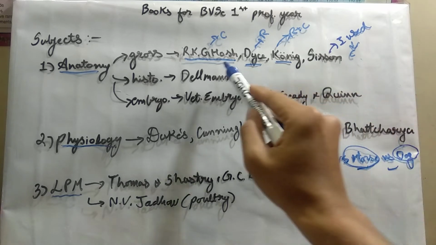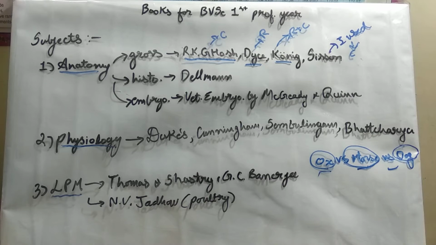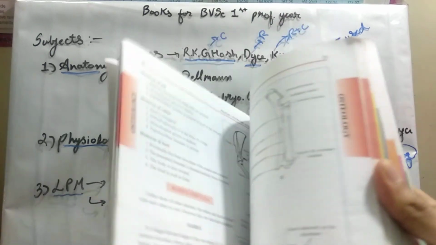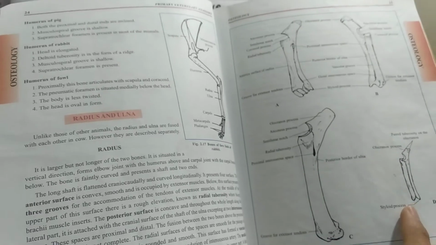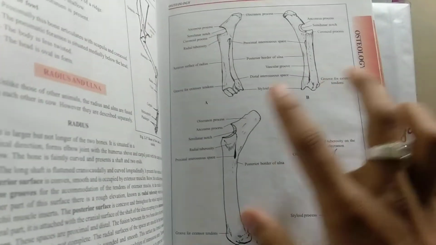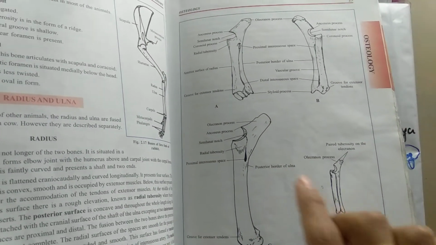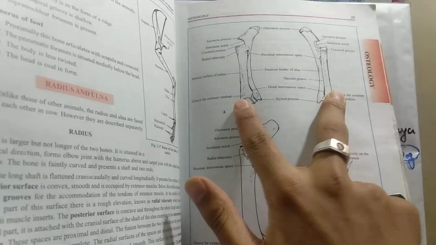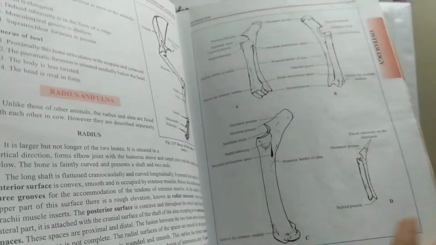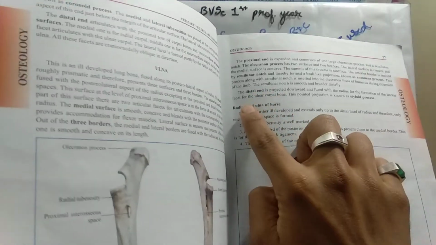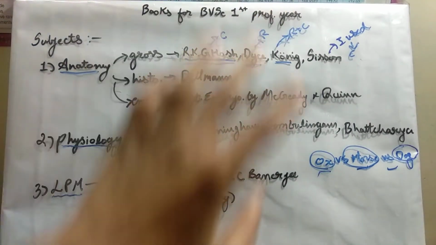So what is given in R.K. Ghosh? This is the book, and let us come to this page. This is the radius and ulna, the bones of the forearm region, and here you can see the radius and ulna of a dog, of a horse, and of an ox. So this is comparative anatomy. Here you can see the radius of the horse like this. These are all the comparative points which differentiate between these species.